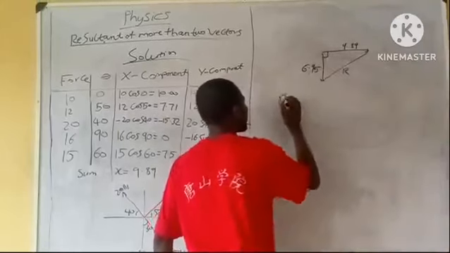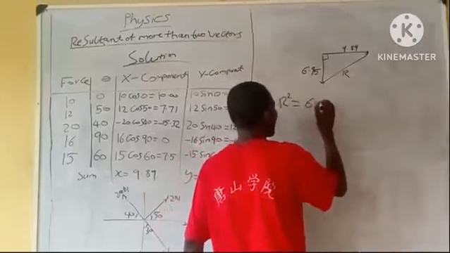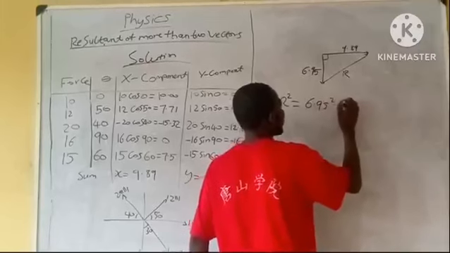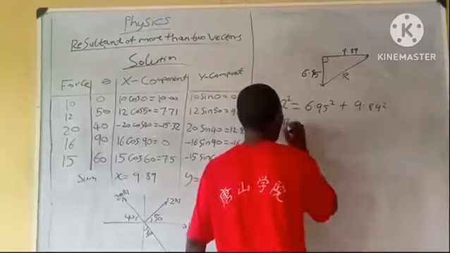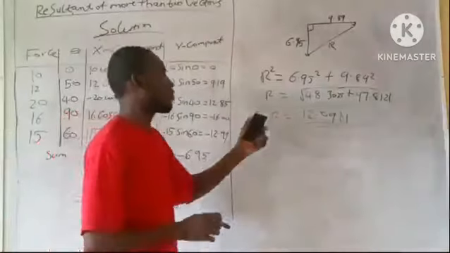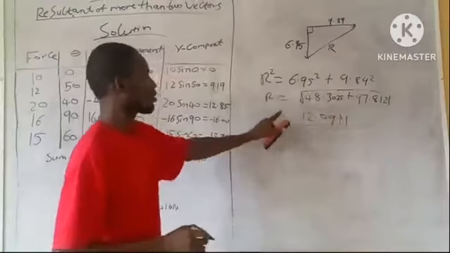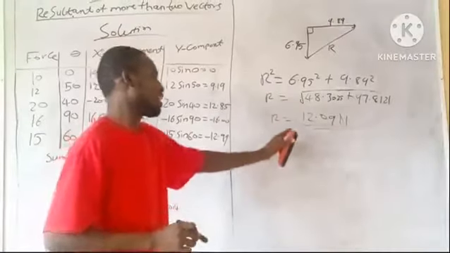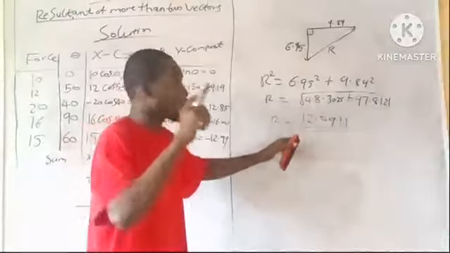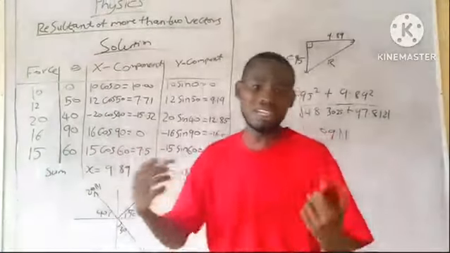Now, how do you get the resultant? You say R squared is equal to 6.95 squared plus 9.89 squared. Your R is equal to the square root of all this, which will give you 12.09 Newton. That is the resultant force of all these 5 forces.